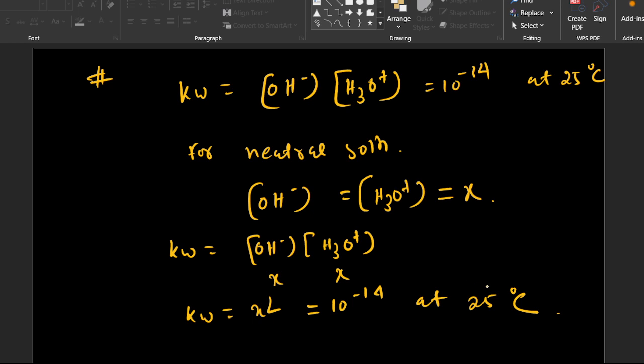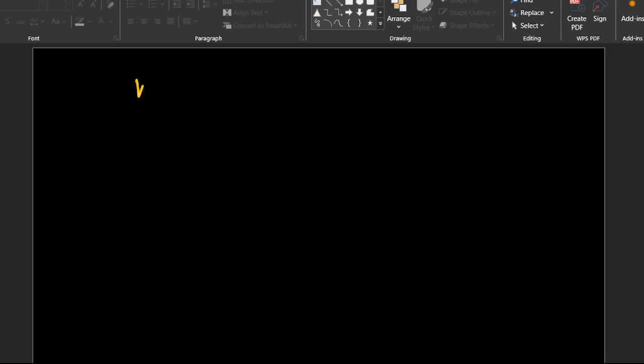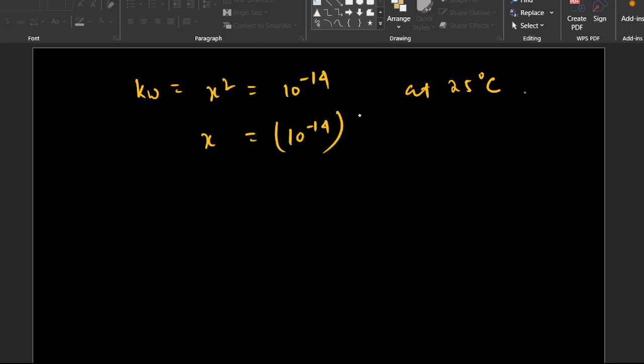If you increase the temperature, then this may convert into 10 raised to minus 12. So its value will increase, because Kw is an endothermic process. So at 25 degrees centigrade, Kw equal to X square equal to 10 raised to minus 14. Then X equal to 10 raised to minus 14 to the power 1 by 2. Then X equal to 10 raised to minus 7.